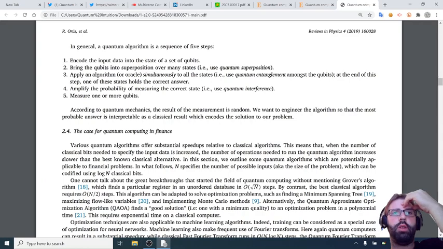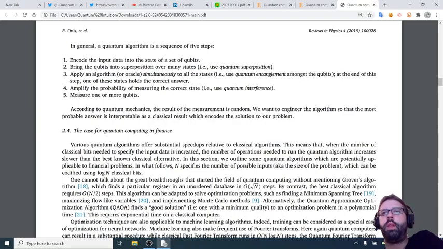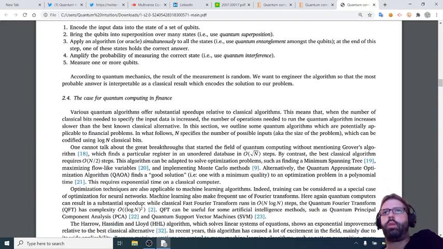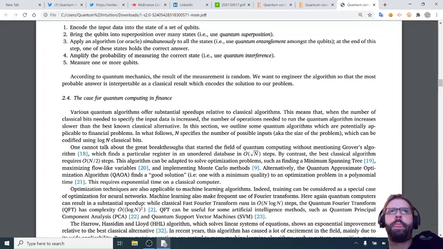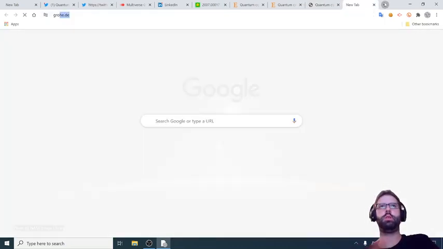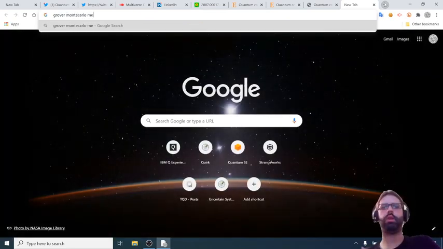One cannot talk about the great breakthroughs that started the field of quantum computing without mentioning Grover's algorithm, which finds a particular register in an unordered database in square root of n steps. By contrast, the best classical algorithm requires n divided by 2 steps. Okay, so they mention Grover. This algorithm can be adapted to solve optimization problems and also implement Monte Carlo methods. Really? Grover can be adapted to implement Monte Carlo methods?